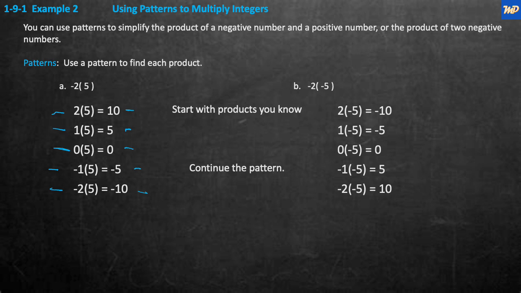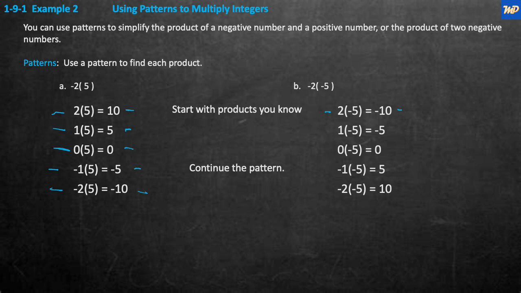Let's do it on the other side here. Negative 2 times negative 5. Okay. So we learned this where we had a positive times a negative quantity. We did that on the previous slide. So what we're going to do now is say 2 times negative 5 right here, and that's equal to negative 10. Okay, we know that one from the previous slide.